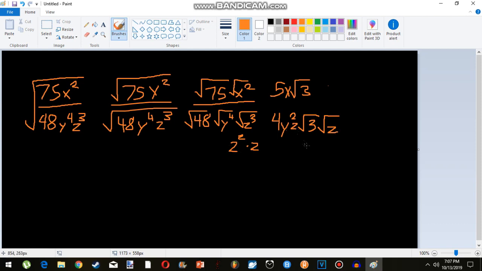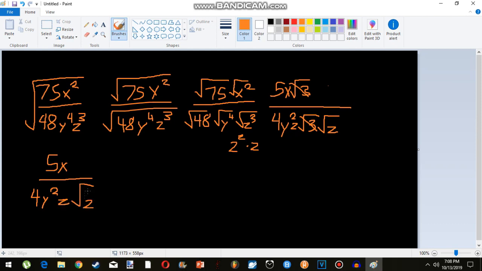Let's put him here. As you can see, both top and bottom have the square root of 3, so they cancel each other out. Now we're left with 5x over 4y squared z, square root z.